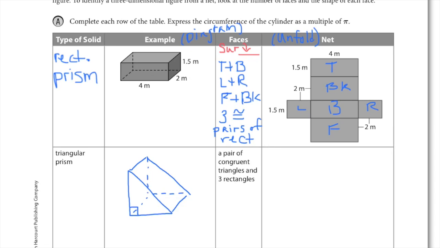So then you can see that the surfaces on this one, or the faces, are a pair of congruent triangles, and that's the front triangle and the back triangle, and then 3 rectangles that make that up. So our challenge next is to go ahead and to draw the net. Those are my 2 congruent triangles. And then there's my 3 rectangles.